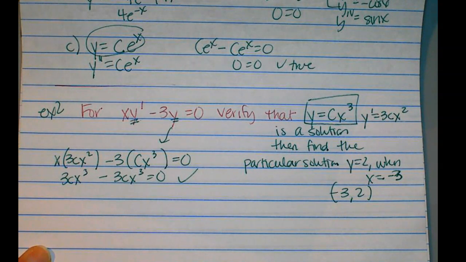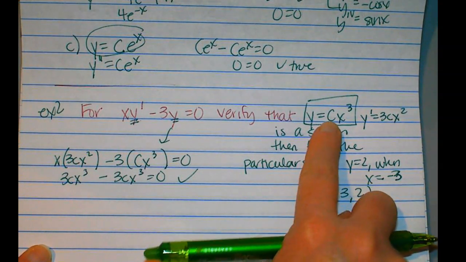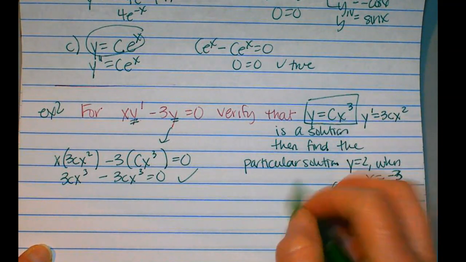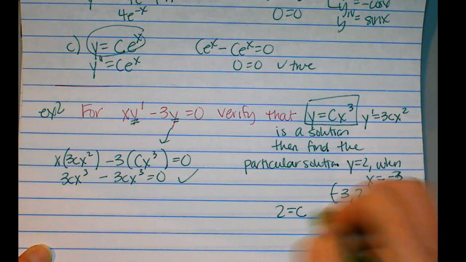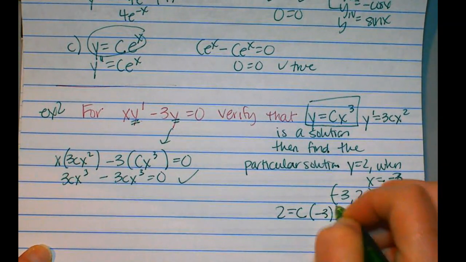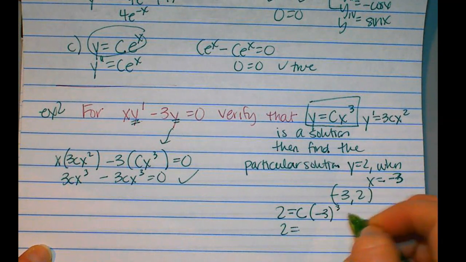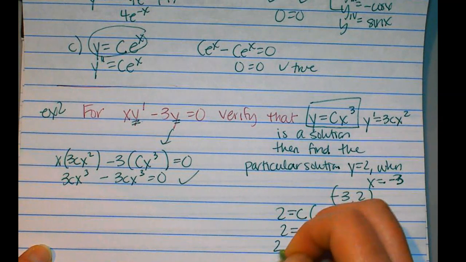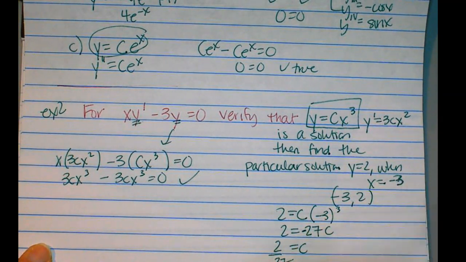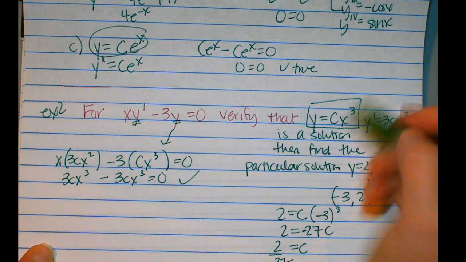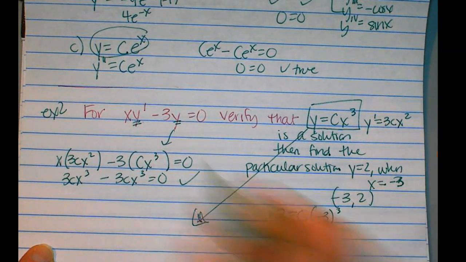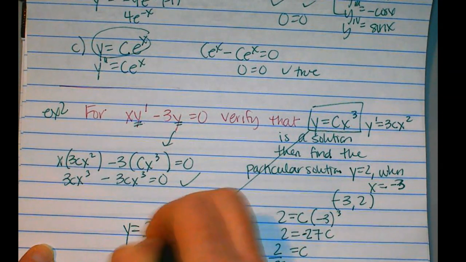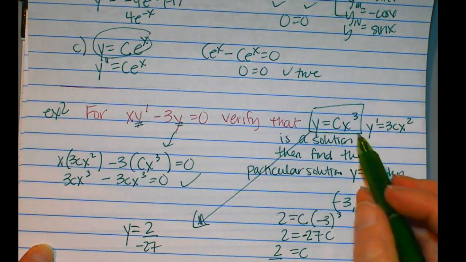And we're trying to solve this for c, that constant. In this case, it's multiplied by, not added to. So we're going to say 2 equals c times -3 cubed. 2 equals negative 27c. c equals 2 over -27. So our function with c plugged in is y equals 2 over -27 x cubed.